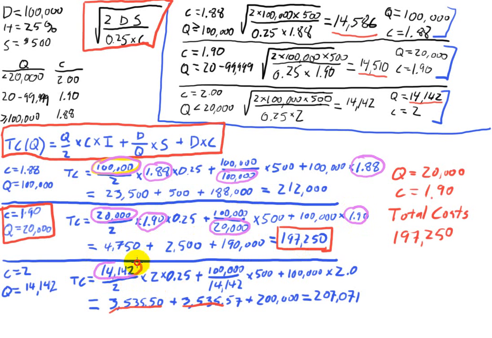When the order quantity is 14,142, that shows up here. And it shows up here. The price per unit's $2 here. Price per unit's $2 there. And so just make sure that when you do multiple calculations, you use the right order size and the right price per unit. And that's it.